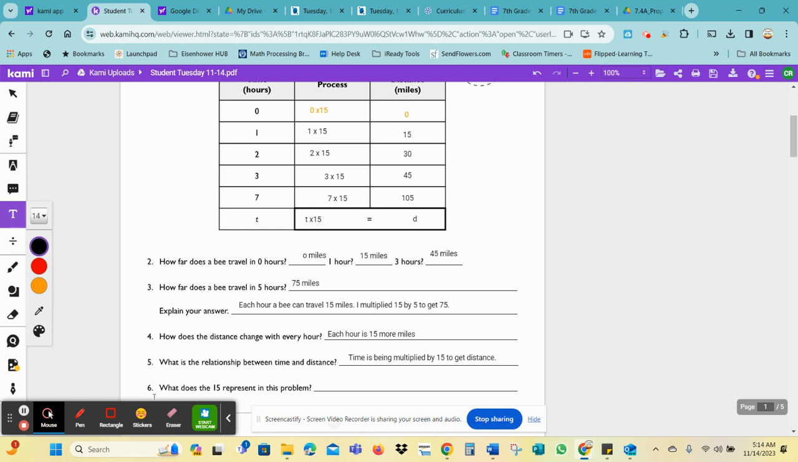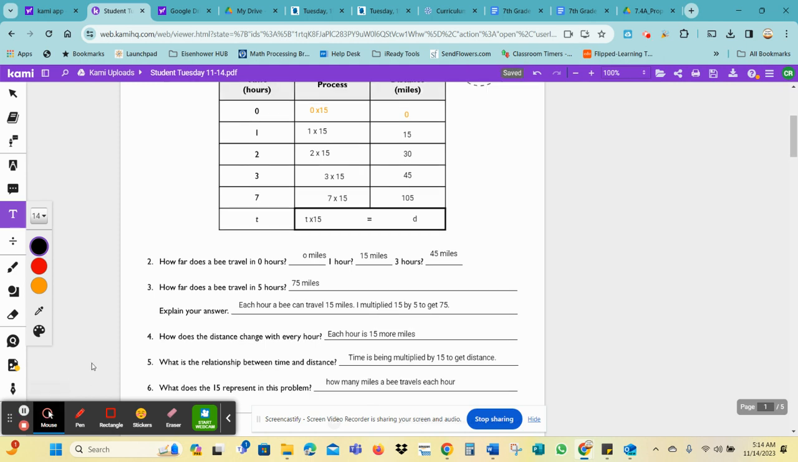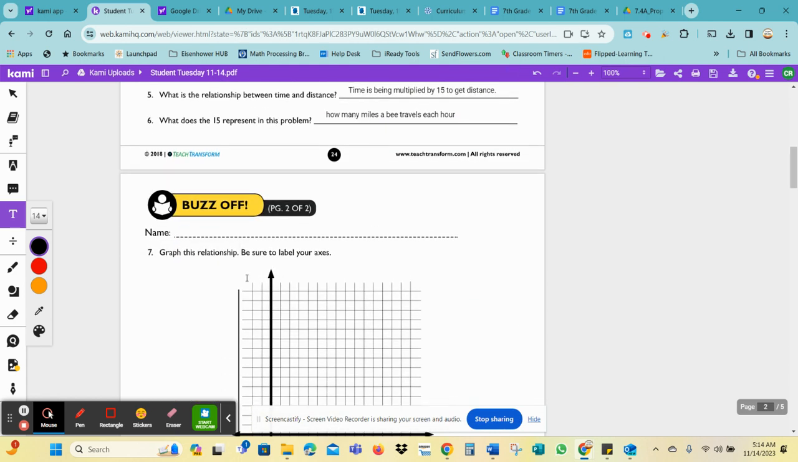So number 6, what does 15 represent in the problem? Okay, so 15 represents how many miles a bee travels each hour. Okay, let's move on to the next one.